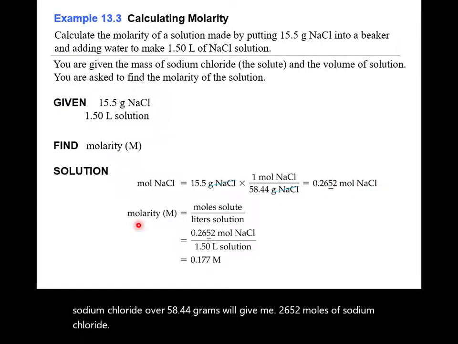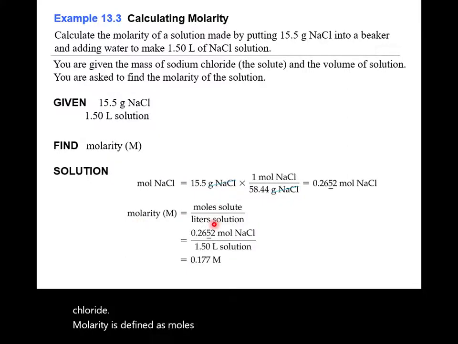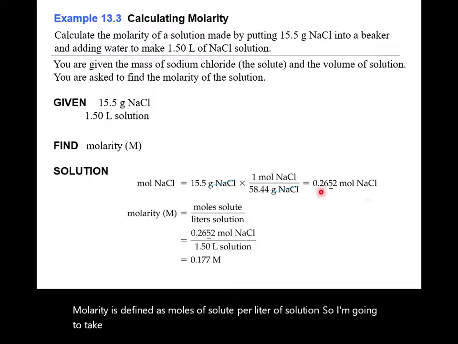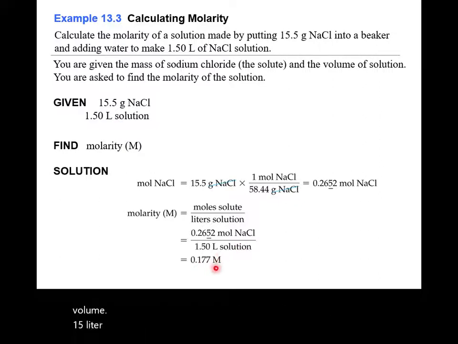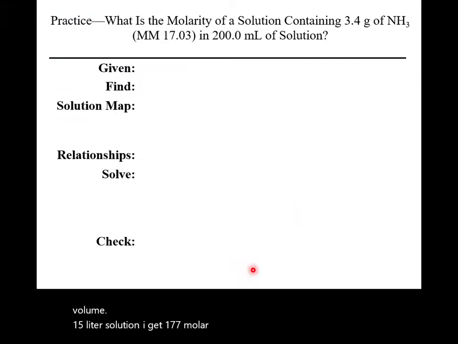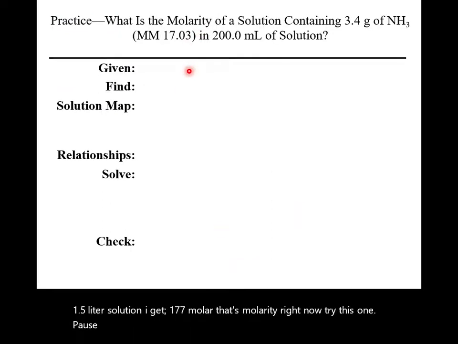Molarity is defined as moles of solute per liter of solution. So I'm going to take that amount, the moles of sodium chloride, divided by the volume, 1.5 liter of solution. I get 0.177 molar. That's molarity. Alright, now try this one. Pause the video, work it out, and come back and check your answer.